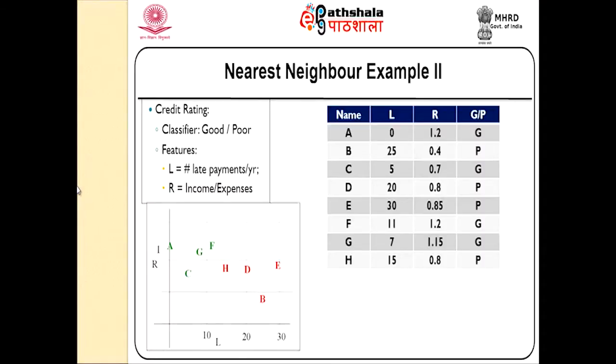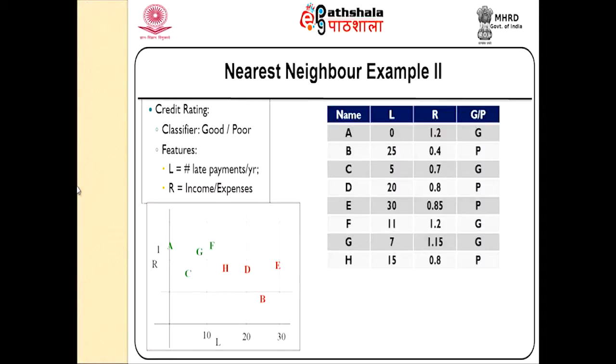Now, in a Euclidean space, you take L and R, those are the two parameters. This is a 2-dimensional space because you are using only 2 attributes. We have plotted these values, and A, B, C, D are the people. You would see that H, D, E, B are all poor, and A, G, F, C are all good credit ratings.